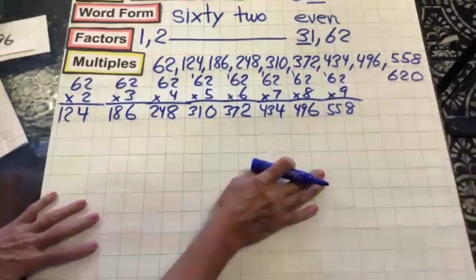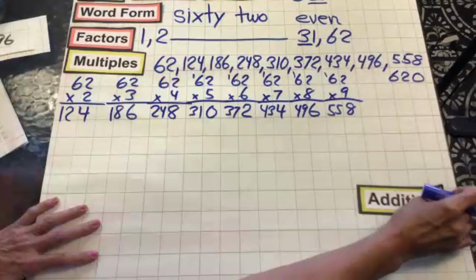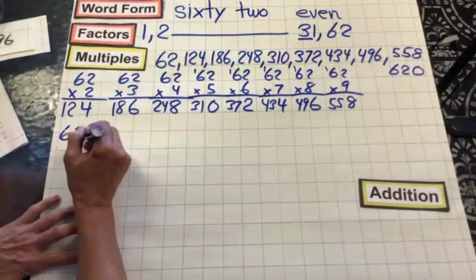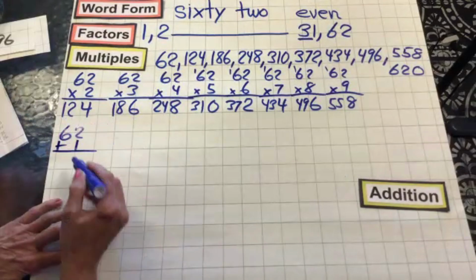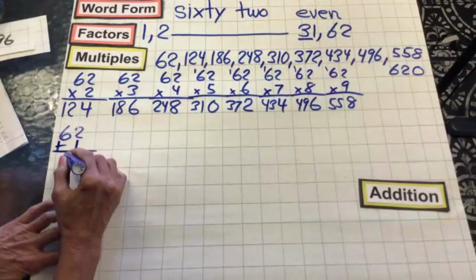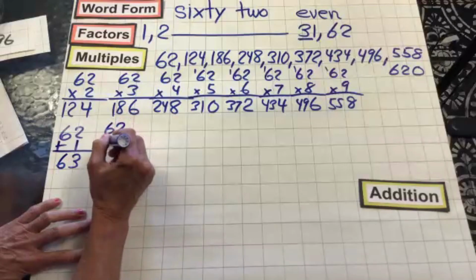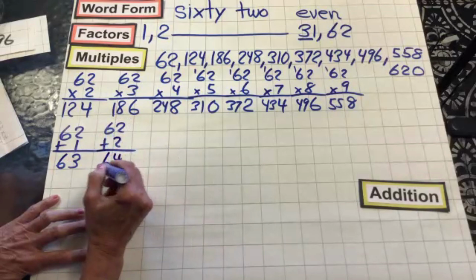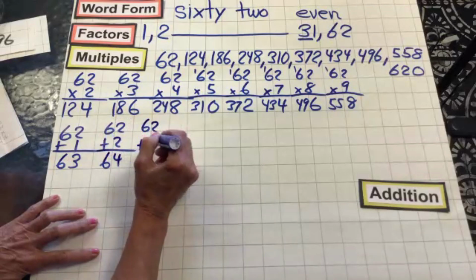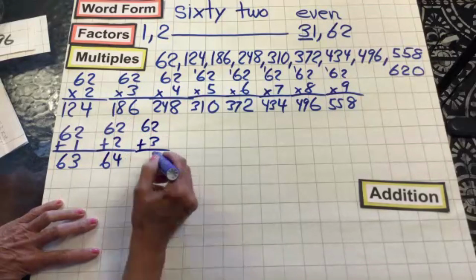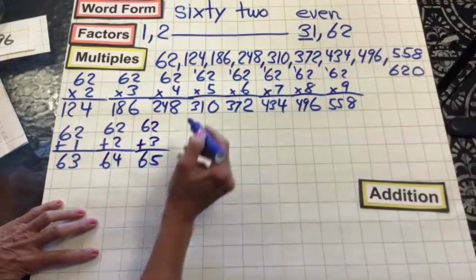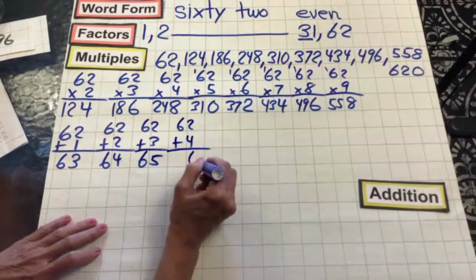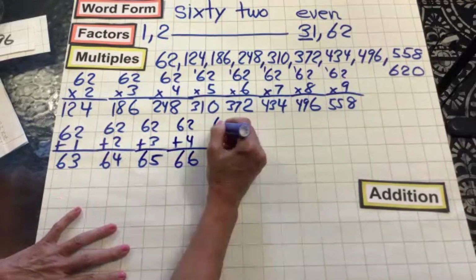Let's move on to addition. So we have, oops, my paper gets all wonky. 62 plus 1. 2 plus 1 is 3. 6 plus nothing is 6. 62 plus 2. 2 plus 2 is 4. 6 plus nothing is 6. 62 plus 3. 2 plus 3 is 5. 6 plus nothing is 6. 62 plus 4. 2 plus 4 is 6. 6 plus nothing is 6.